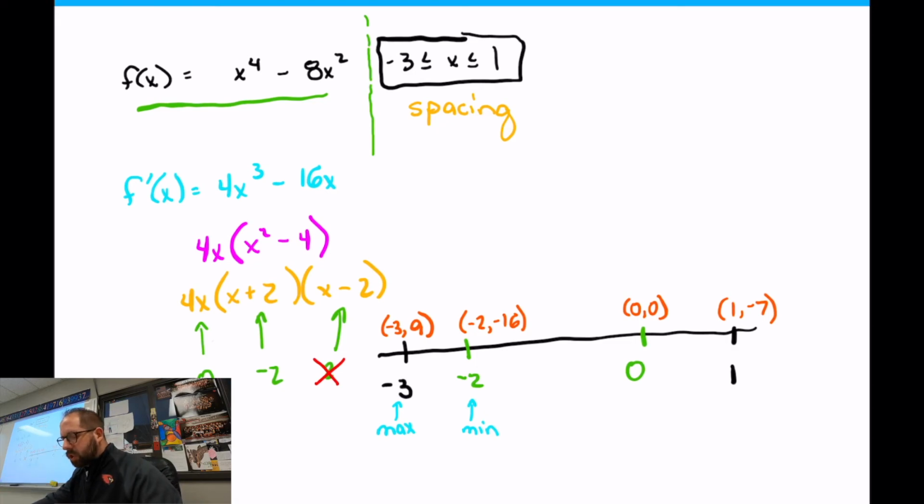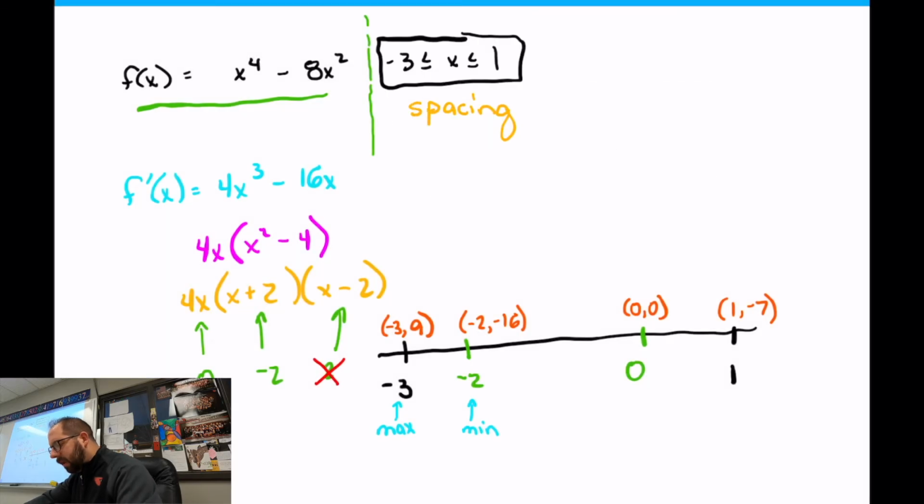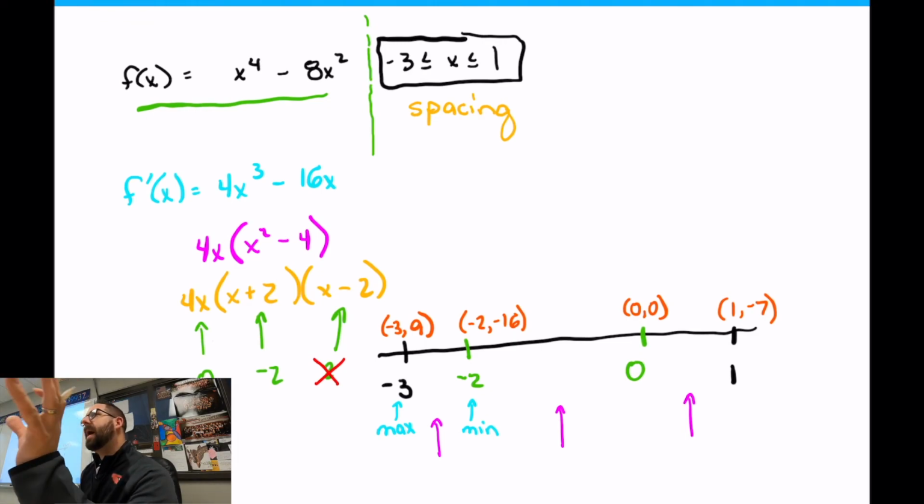So what I'm going to do now is plug in numbers that are in between, and I'm going to use this pinkish, purplish color. Would you call that a magenta? Yeah, sure. And we're going to plug those numbers in. Whatever numbers I want, I want to plug them into the first derivative because I want to know what the derivative is doing. And really all I care about is whether it turns out to be positive or negative. That's really all I care about.